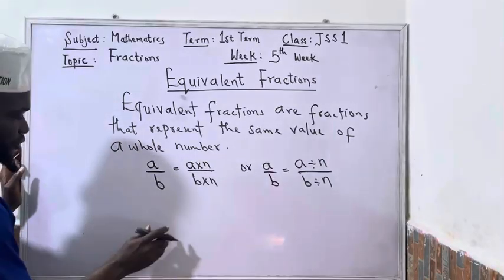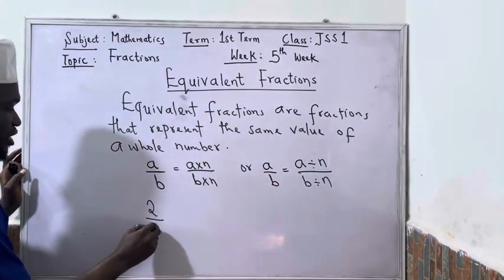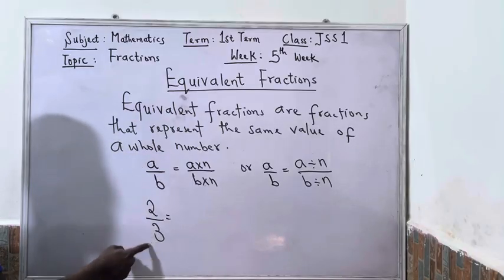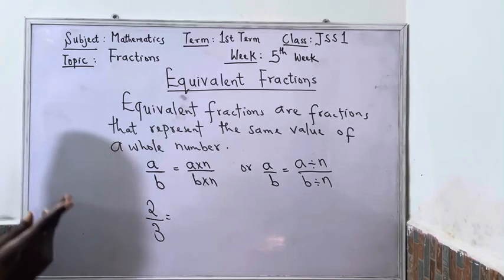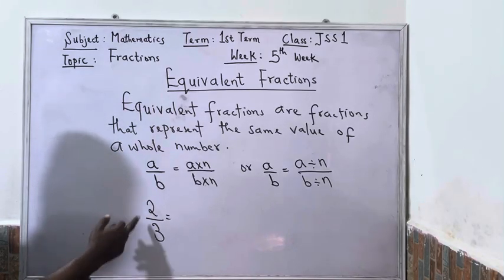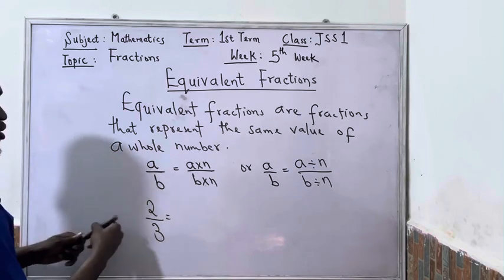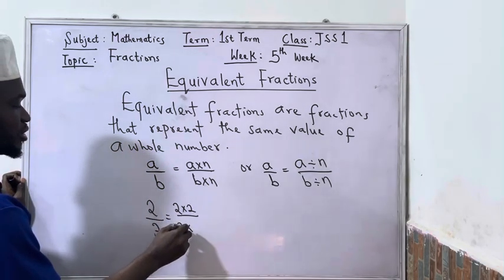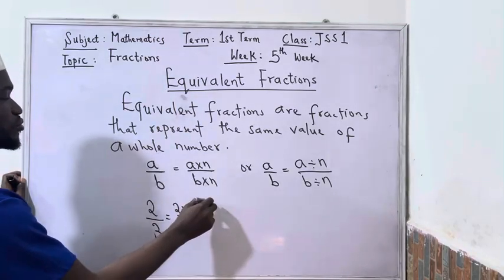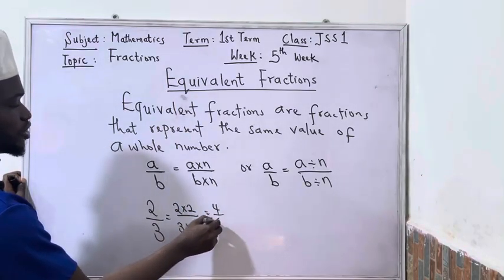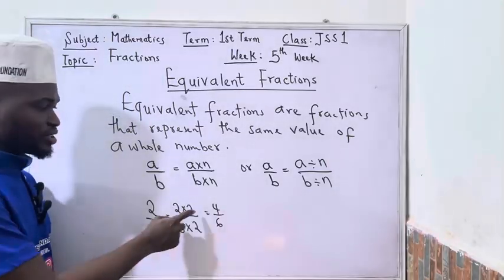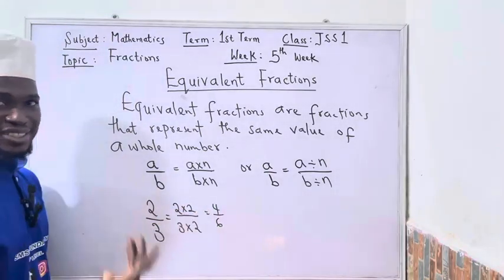So for example, if I start with 2/3, another fraction that will be equivalent to 2/3 by multiplying: if I multiply both the top and the bottom by 2, that means I will have 2 times 2 all over 3 times 2. 2 times 2 will give me 4, 3 times 2 will give me 6. So that simply means that 2/3 is also equivalent to 4/6.